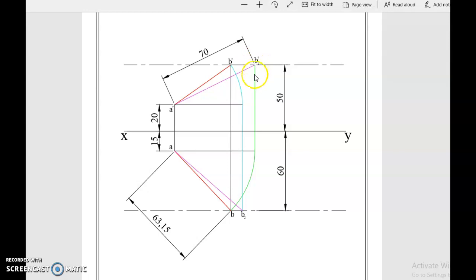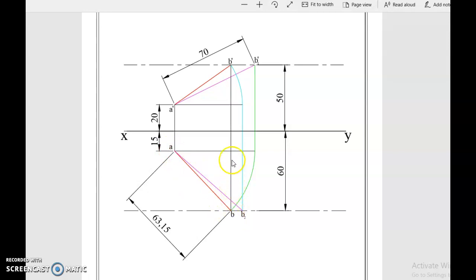Now project from B1 dash up to this point. This can be marked as the B1. A B1 will give the top view length. And this is the locus of top view. So this A B1 will be rotated about A so that it will reach here. Join A and B. AB is the top view.